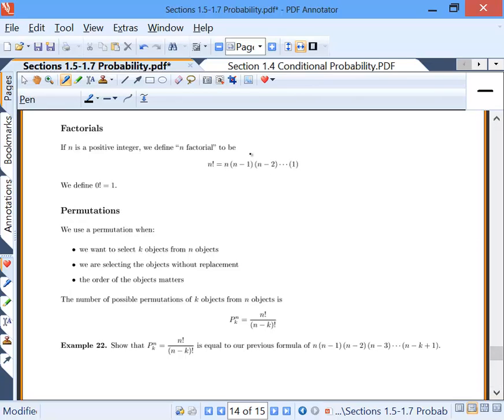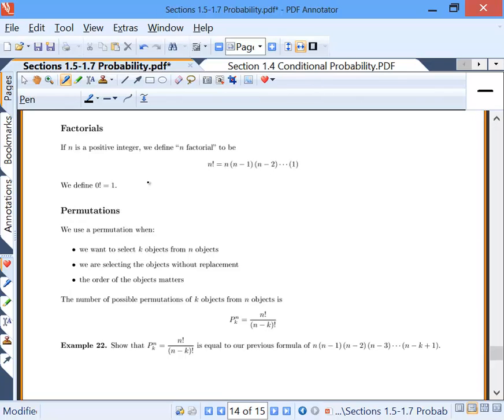So we start with what's called a factorial. If n is a positive integer, we define n factorial to be n times n minus 1 times n minus 2 all the way down to 1. And we also define 0 factorial to be 1, partly because the mathematician who invented it declared it to be so, and also because it makes sense logically in our story problems.